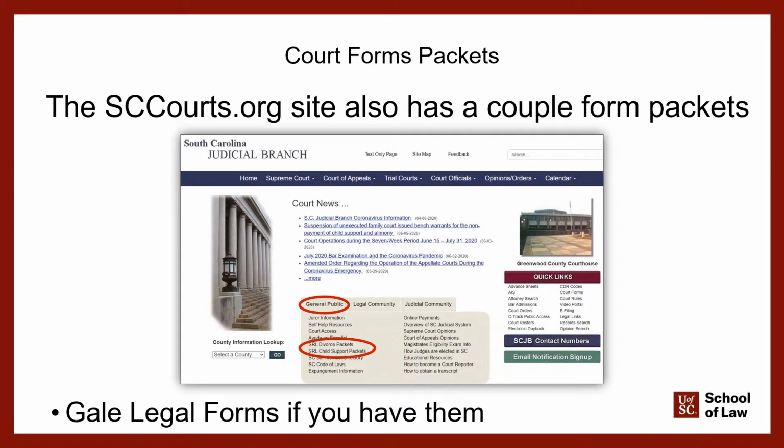Some of your libraries will have access to a product called Gale Legal Forms. They cover a lot of ground, and they're pretty decent forms. We don't actually have this in the law library, but Richland County Public does. If you have them, it's a good place to also look for forms for patrons.